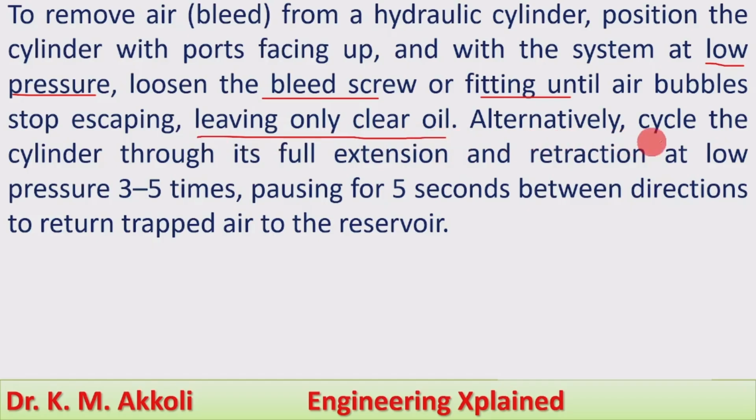Alternatively, another method is to cycle the cylinder through its full extension and retraction at low pressure. The extension and retraction is carried out continuously at low pressure 3 to 4 times, pausing for 5 seconds between the directions. That causes the trapped air to return to the reservoir. By doing this, the air that has entered the hydraulic cylinder goes to the reservoir, and then from the vent it escapes to the atmosphere.